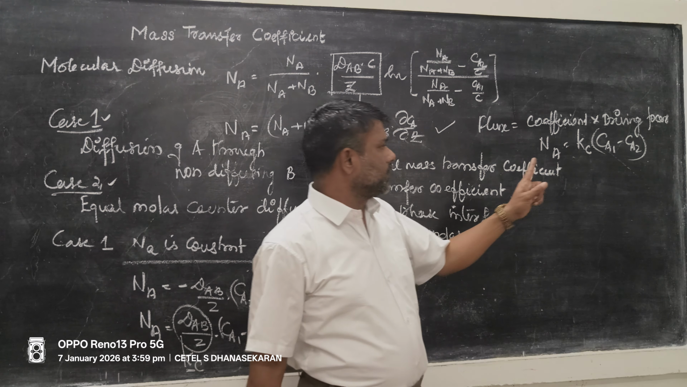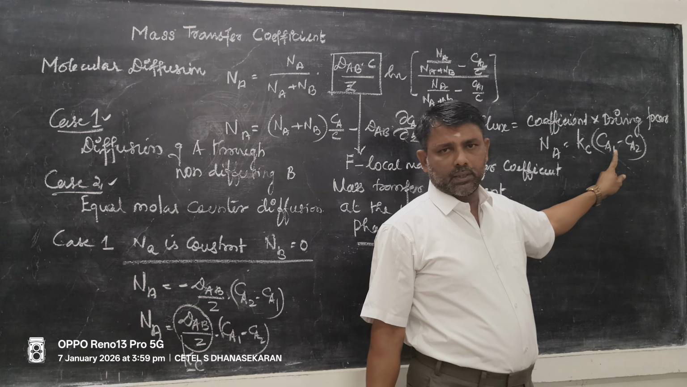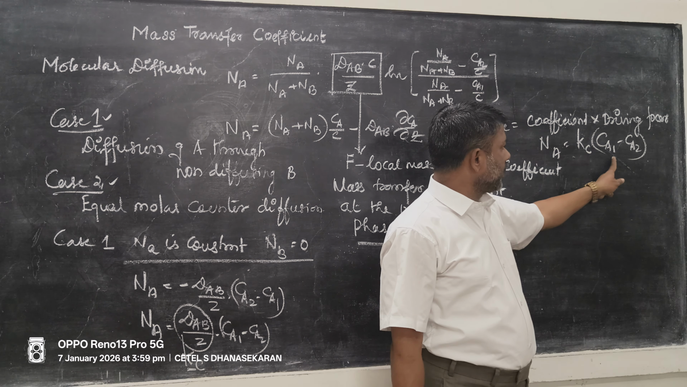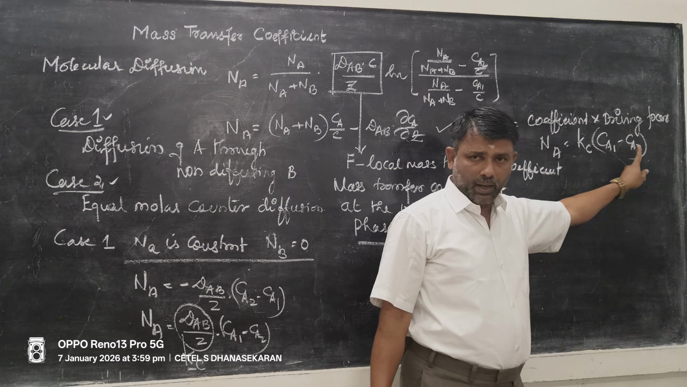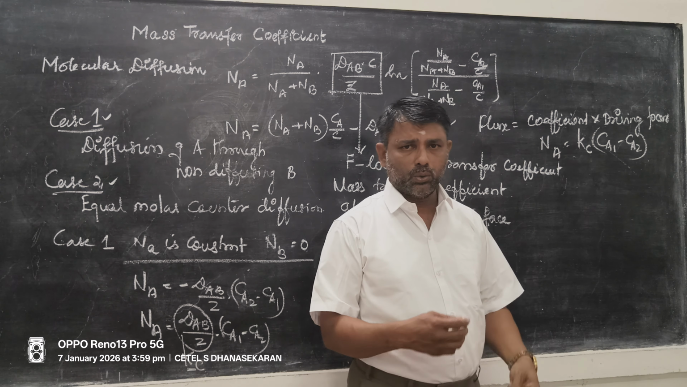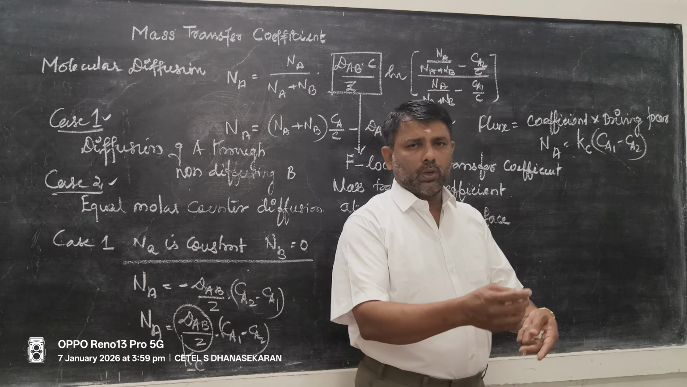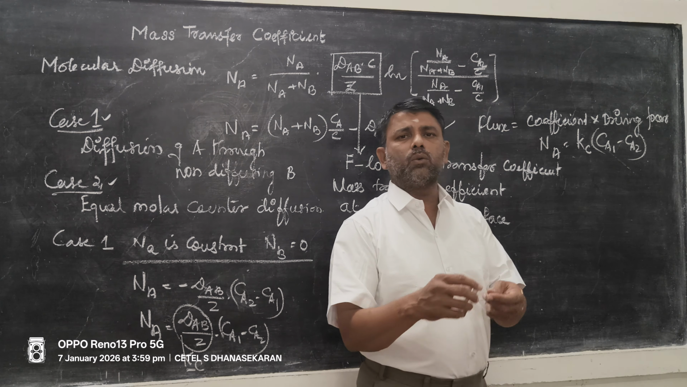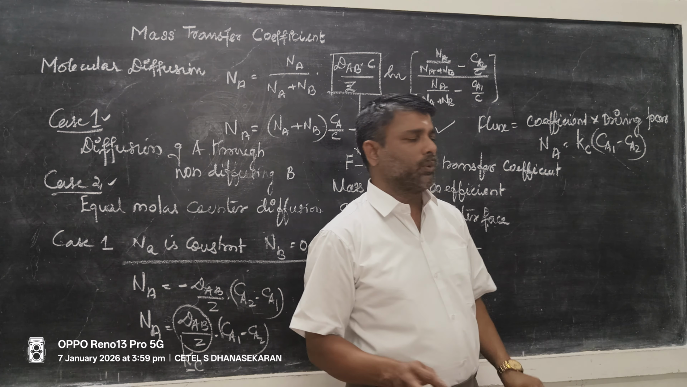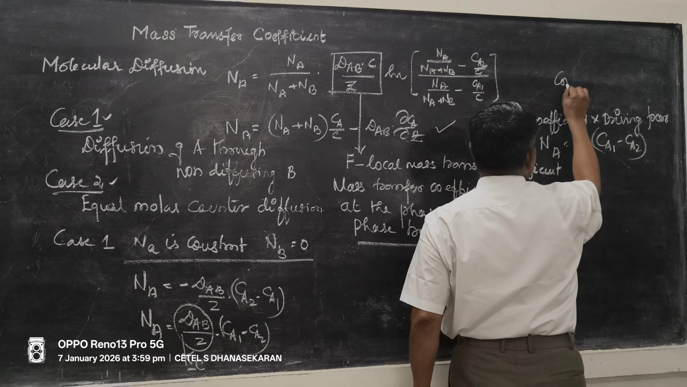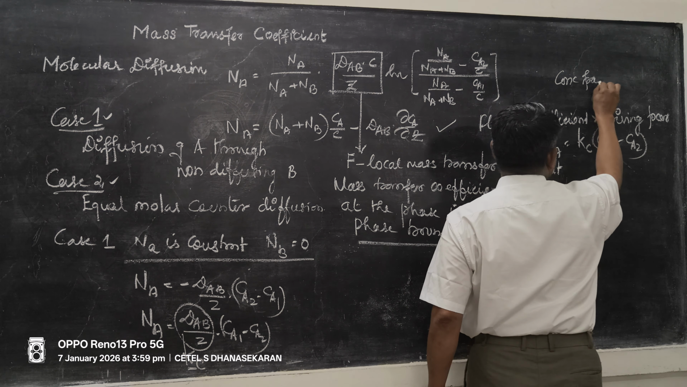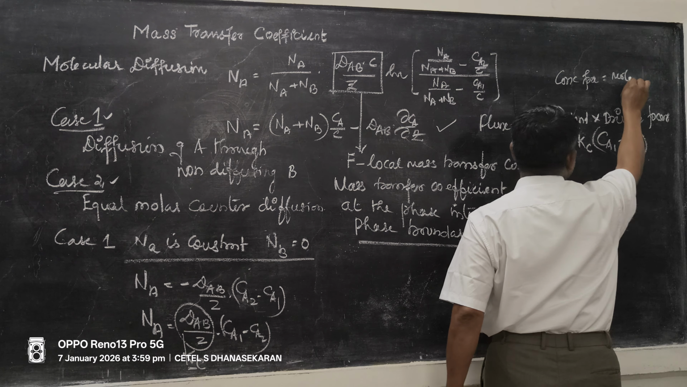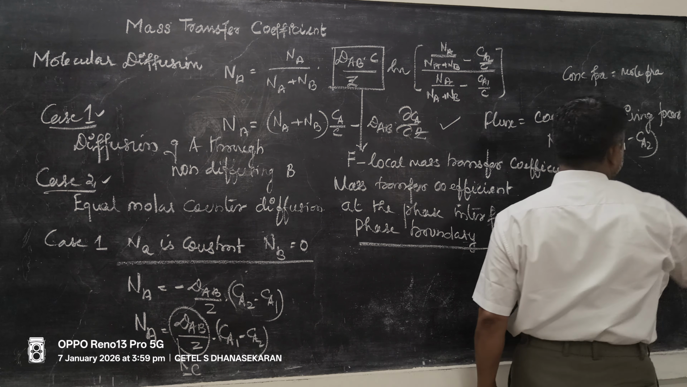I can write it like this. This is the individual concentration: concentration of A at location 1, concentration of A at location 2. To find the individual concentration, individual divided by total is equal to fraction. Concentration fraction is equal to mole fraction. This is applicable for the case of liquids.